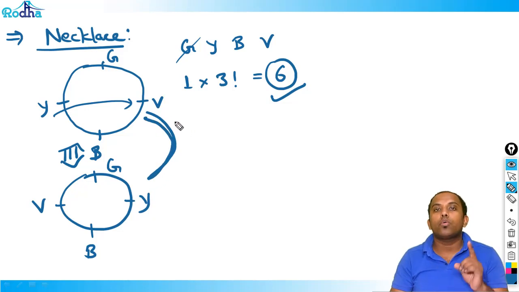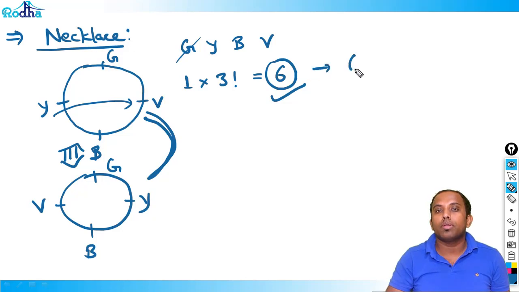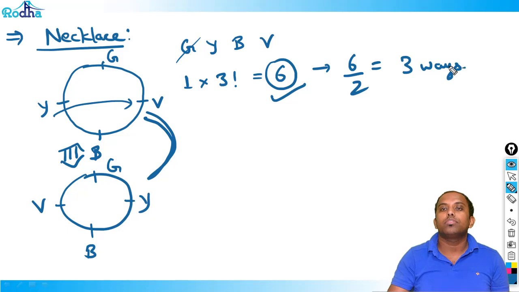But this is only equal to one arrangement. That means 6 will become what? 6 will become 6 by 2. Total 3 ways only. Right, so you got the funda.